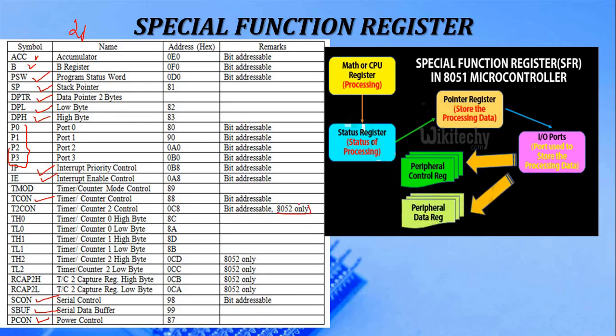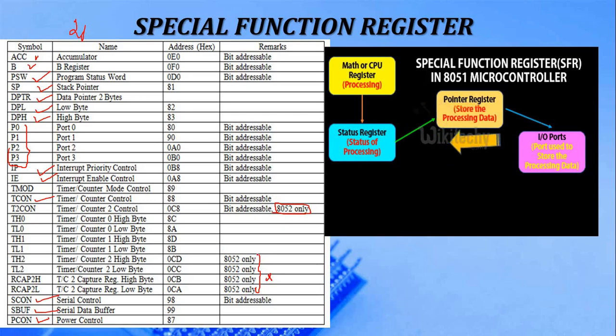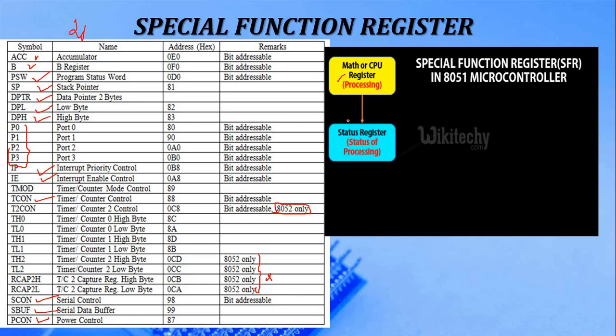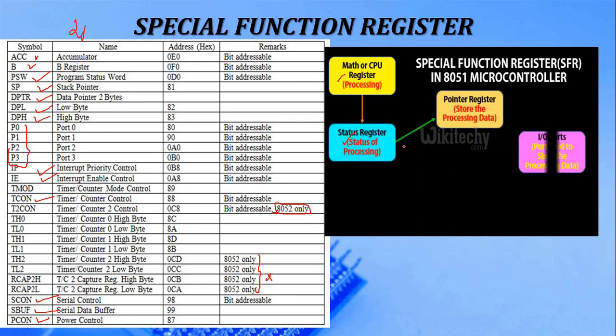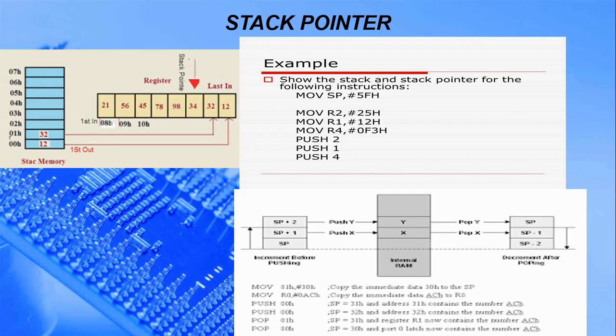These are also control registers, interrupt priority control, interrupt enable control. 8052 only means it will be applicable only in 8052. Okay, these registers will not come into account for our 8051 IC. Okay, this is the special function registers. So here they have given like this only. There are math registers or CPU registers, and next one is the status register. Status register goes to pointer registers, and from there to IO ports, from IO ports to control registers, and we also have data registers. Okay, these are the special function registers in the 8051 microcontroller.